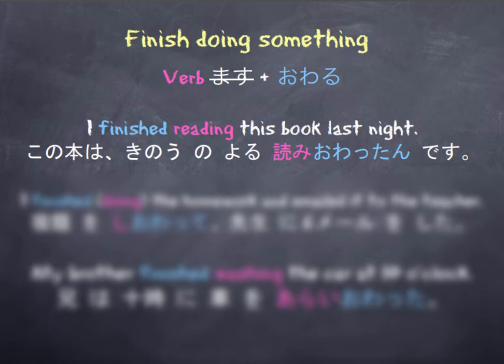この本は昨日の夜読み終わったんです. So we can see here that we have our verb stem yomi from the verb yomimasu, and we've attached to the end of that verb stem owattan, which is just the past tense of owaru or owarimasu, and the n on the end of owattan just sort of softens the expression a little bit.